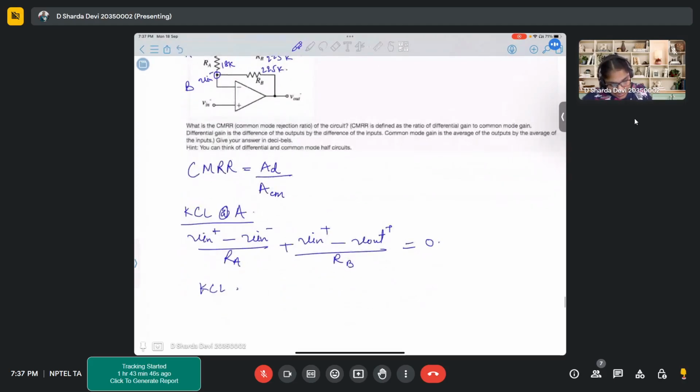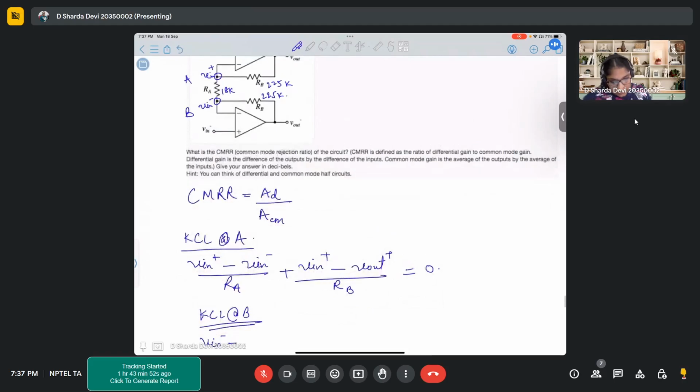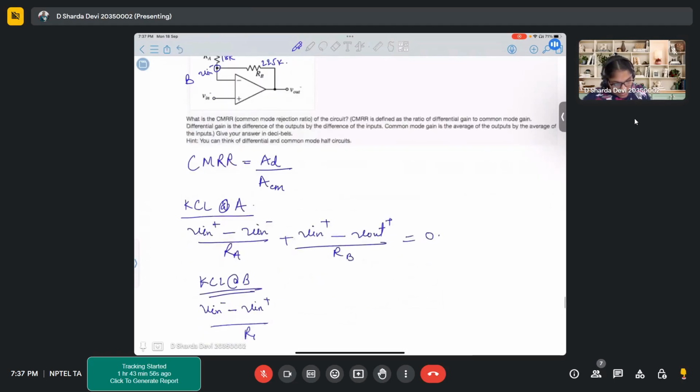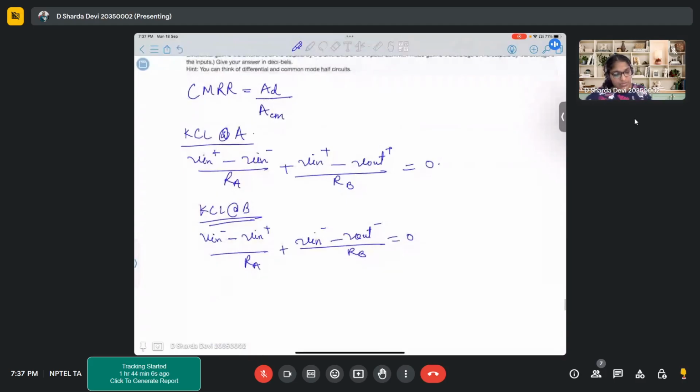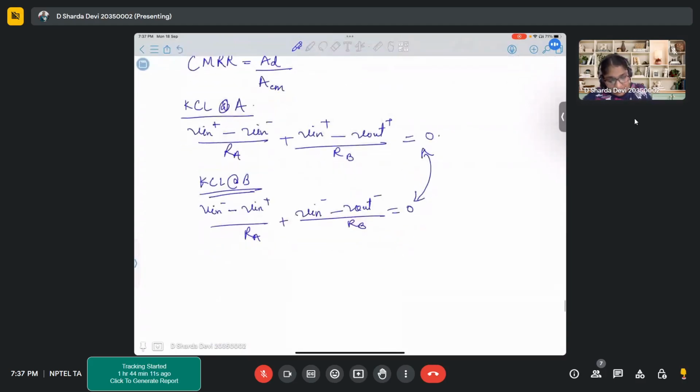Similarly, KCL at B, you will get (Vn minus minus Vn plus)/RA plus (Vn minus minus V out minus)/RB equal to 0. Now these two are equal, so we can equate them.